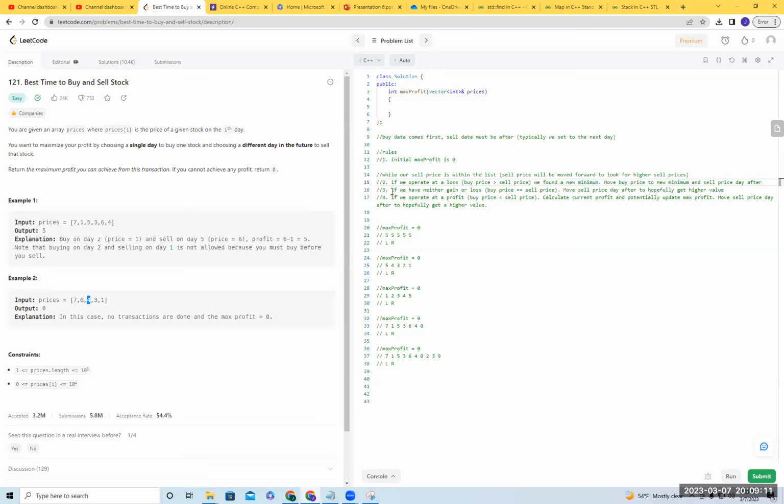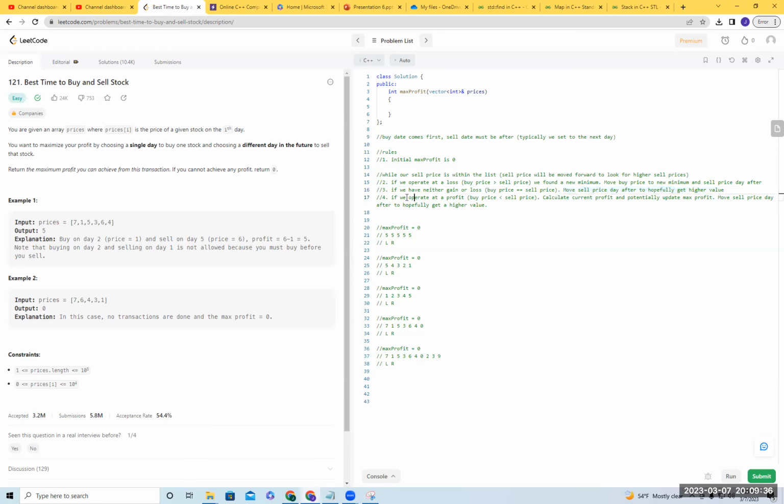All right, what's the next condition? That was if we operate at a loss. What if we don't get a gain or a loss, so our buy price is the same as our sell price? Well, there's no new minimum, so we don't want to move our buy price. If I move it, it's still the same price, so I don't want to make a change. It's only the sell price that we want to move to the next day, hopefully to get a higher value and more of a profit.